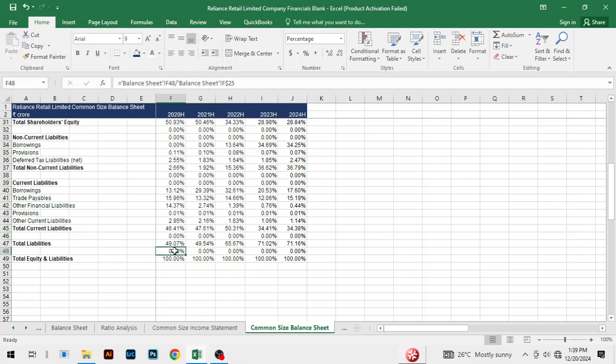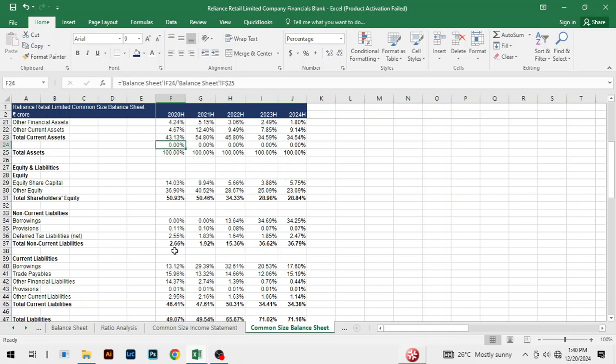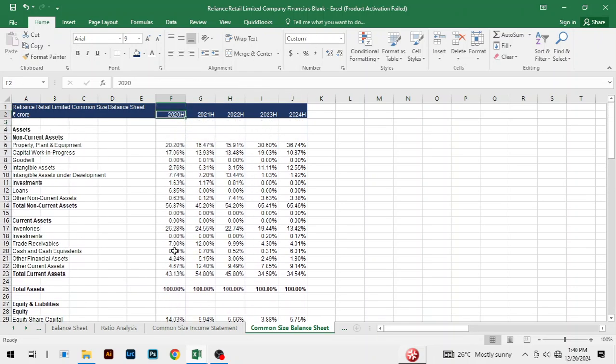Let's just remove all these empty spaces here, and let's also bold these totals. Here, let's remove these ones. Right, let's remove this, and let's remove this. Let's remove this and this as well.